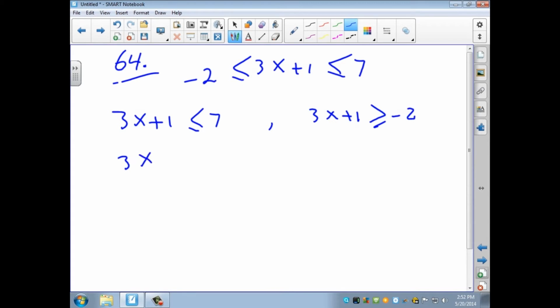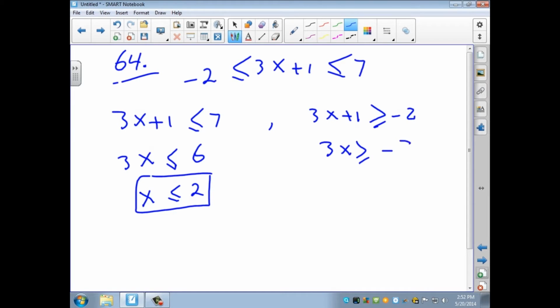So 3x would be less than or equal to 6. Now you divide both sides by the coefficient of x, which is 3. Therefore, x would be less than or equal to 2. That's one answer. And here, take 1 to the other side, it becomes minus 1, and 3x would be greater than or equal to minus 3. Divide by 3, x would be greater than or equal to minus 1. So that's the answer, right?